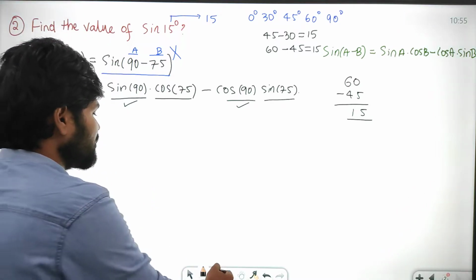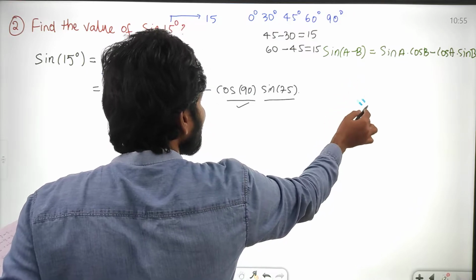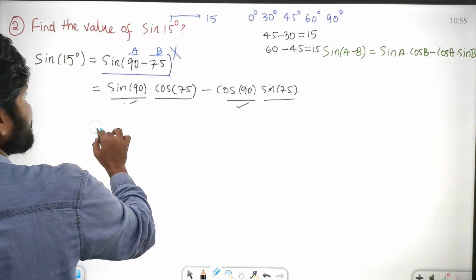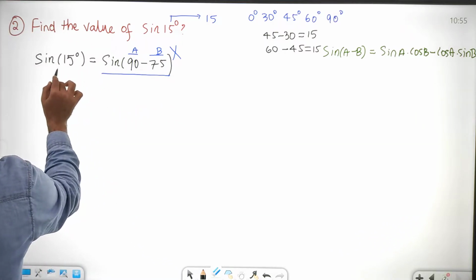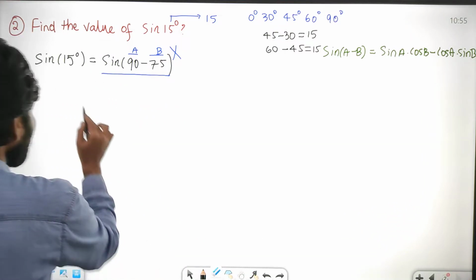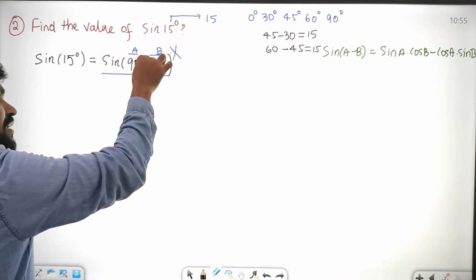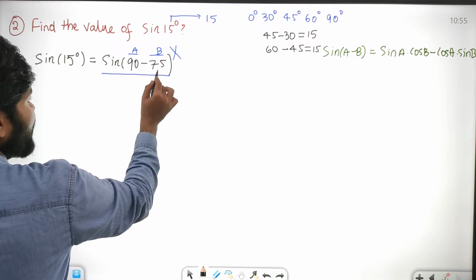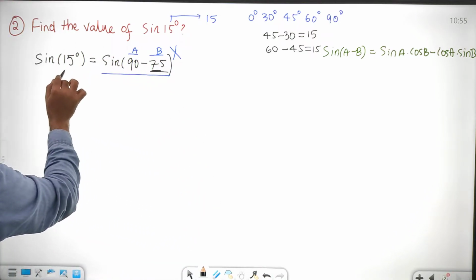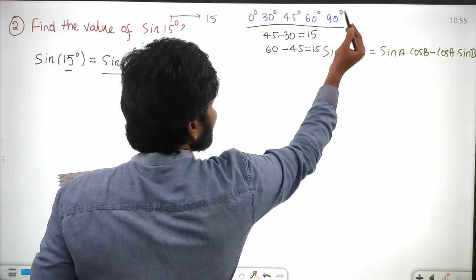Okay, hope you understand. So that's why I am removing this part. Why did I explain this? Because we should not write this angle in terms of values like 75, 65, 55, 35, because we don't have these values. We have to write the given angle in terms of 0 to 90.